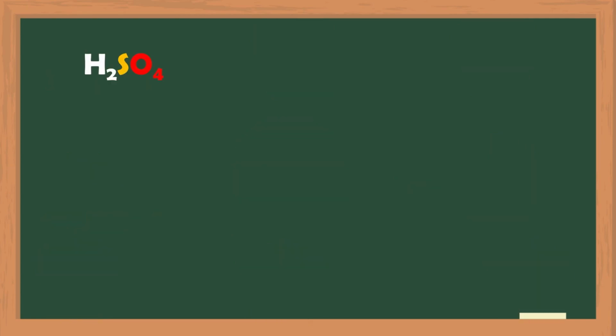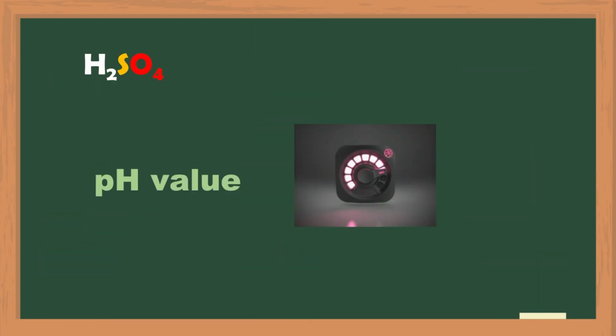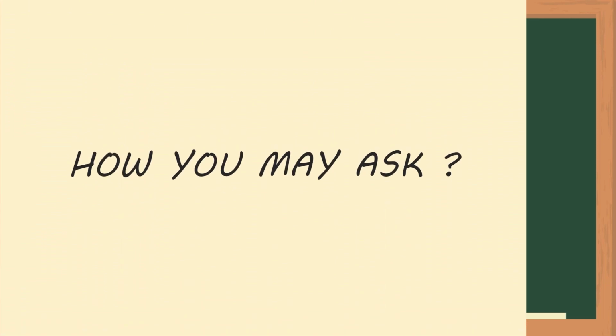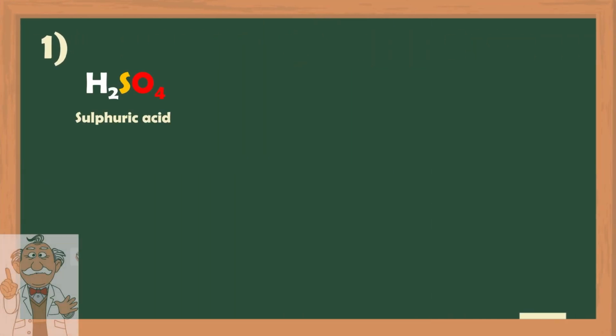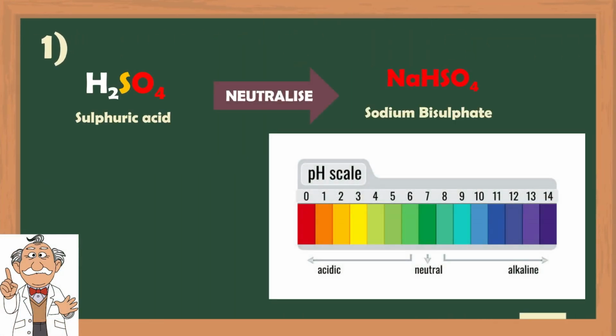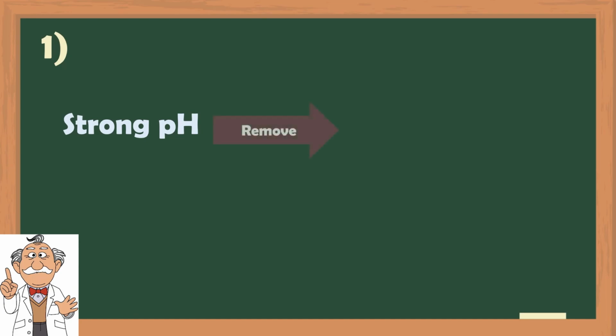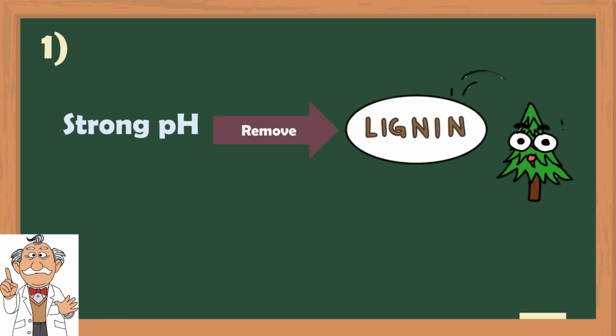Furthermore, sulfuric acid is also used in controlling the pH value. How, you may ask? Sulfuric acid neutralizes the sodium bisulfate, which is the byproduct of chlorine dioxide generation. A strong pH is required to remove lignin and other colored substances. In addition, sulfuric acid is also used to maintain the pH value needed, as most of the phases in paper production require almost neutral pH value.